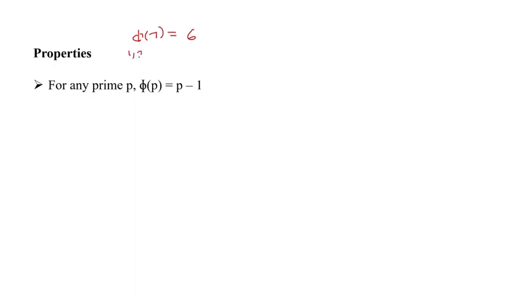So we move on to some properties of Euler-Totient function. First property: for any prime p, phi of p is p minus 1. That is, we take any prime number, let it be 7. So phi of 7 is 6. That is, the number of elements less than 7 and relatively prime to 7 is 6, because if you take any prime number, all the elements less than that number are relatively prime to it. Here, the elements less than 7 and relatively prime to 7 are 1, 2, 3, 4, 5 and 6. Therefore, phi of 7 is 6. Therefore, for any prime number p, phi of p is p minus 1.